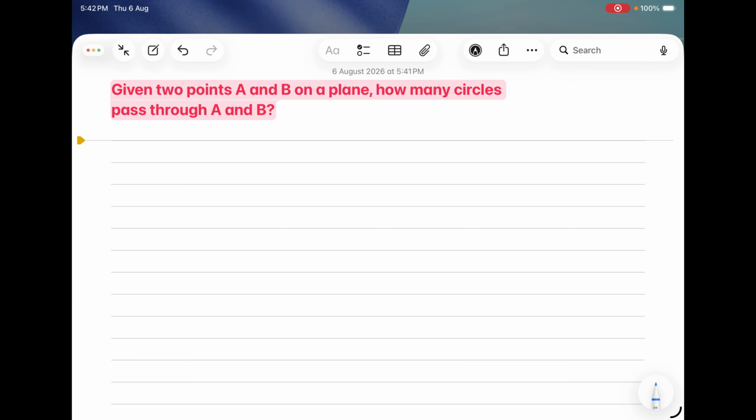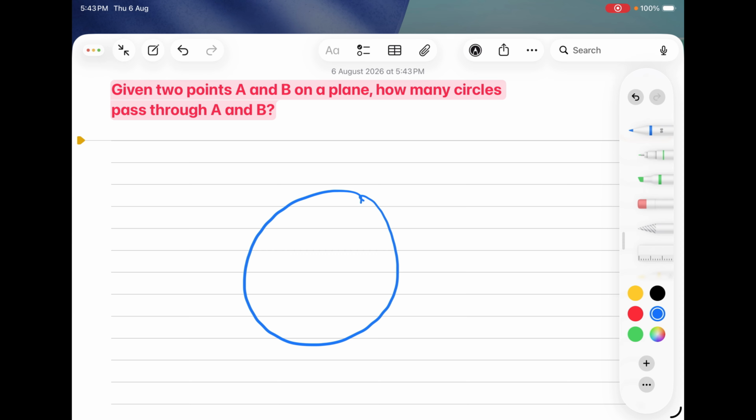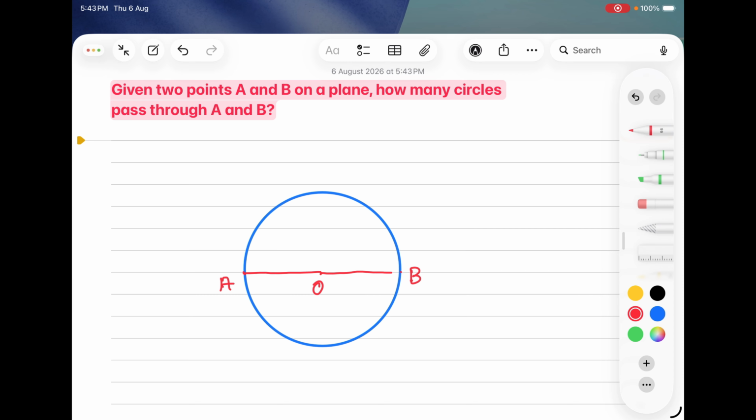Given 2 points A and B on a plane, how many circles pass through A and B? First you draw a circle. If A and B are 2 points on the circle, and it has a center O, then the lengths of OA and OB are equal, because we know all points on the circle are equidistant from the center.